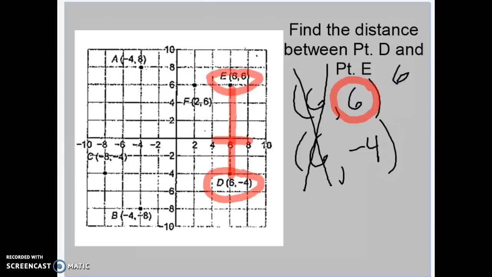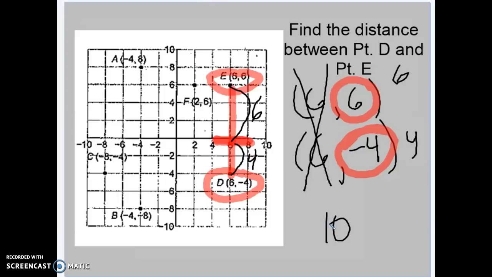And then the second one is how far is this one from the axis? So again, you're looking at the axis here. This one is 4 away. So because it would be 4 here and 6 here, we can add those 2 numbers together and say, okay, they're 10 units away from each other.